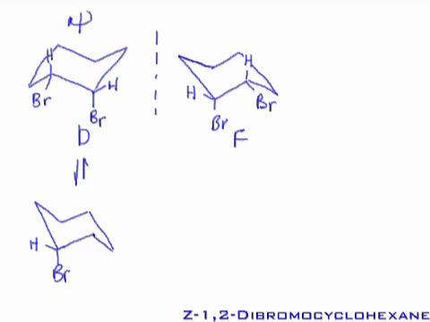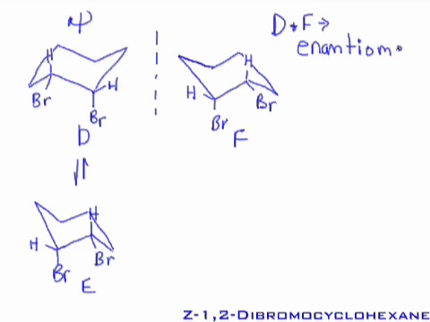And the Br, the other end, the H becomes axial. And the Br becomes equatorial. Let's call this guy E. I want you to compare now E and F. So D and F were non-superimposable mirror images, which means they're enantiomers.